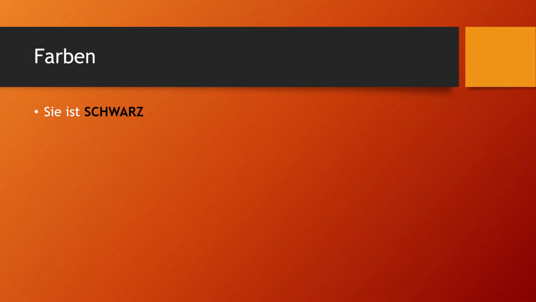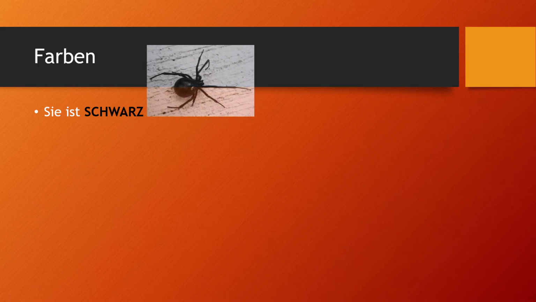And then some vocabulary. Die Farben. Sie ist schwarz. Die Spinne is the name of a spider, so I need to use the feminine form here. Sie ist schwarz. Also, if you want to say you're loopy or a little bit nuts, if your friend says something silly, you can say du spinnst, which is also what a spider does, to spin a web. Du spinnst, and it means you're nuts.